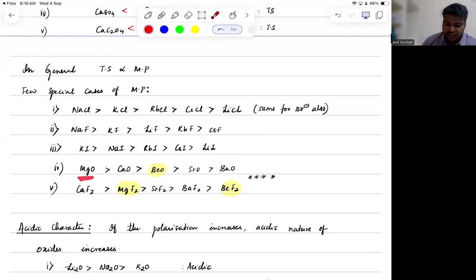Oxides: MgO, CaO, BeO, SrO, and BaO. Fluorides: CaF2, MgF2, SrF2, BaF2, and BeF2. This will be the combination for melting point.